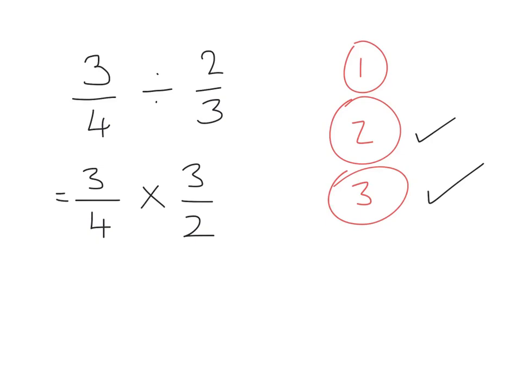Oh, I should have started with an equal sign there. That was a bit naughty. All right, so moving down the page. 3 times 3 is 9. 9 over. 4 times 2, 8. 8. And we're done.